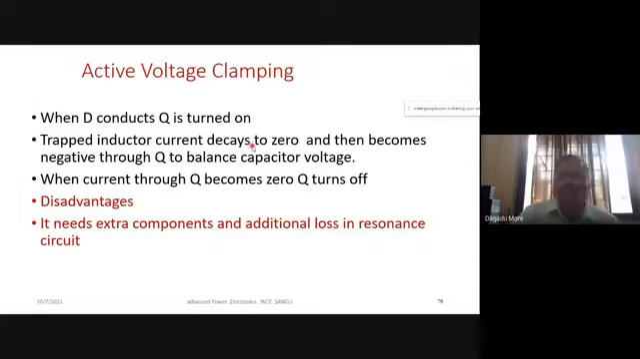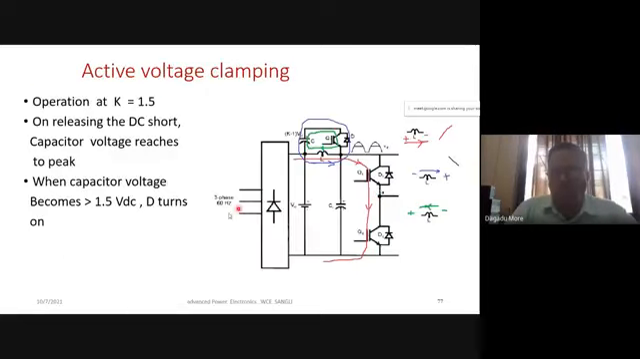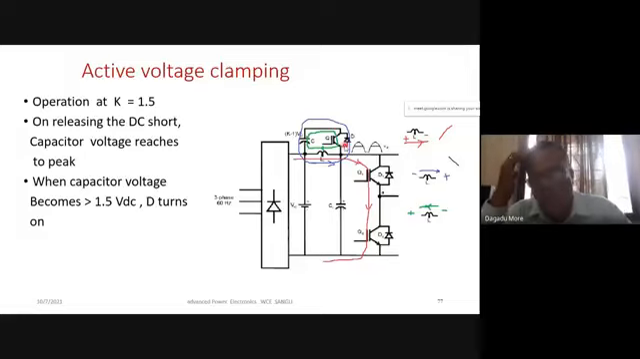And the trapped inductor current will decay to 0 and then become negative, and this negative current will flow through the Q to balance the capacitor voltage. Okay, and whenever the current through the switch becomes 0, Q will be turned off at 0 current. So this is how this circuit works. Any question on this? How the active voltage clamping works?